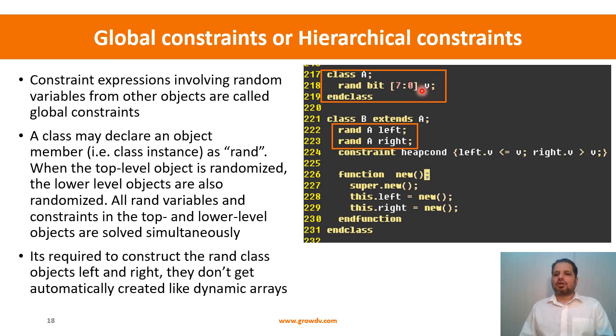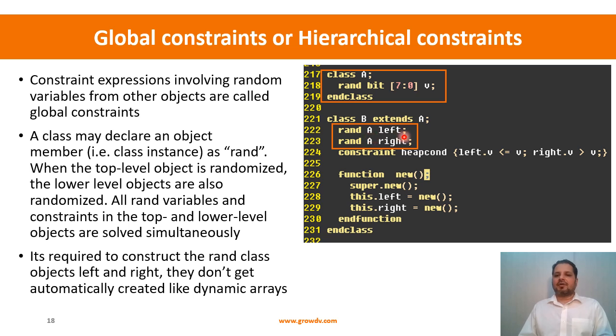We want to now put constraints on this value for the current node, such that the current node value should be greater than or equal to the node on the left hand side, and the node on the right hand side should be greater than the current value. So that is what we want to do over here. Now if you look at it, what we have done is we have declared a rand of the type object, right?